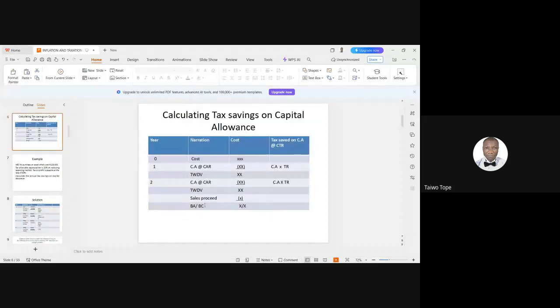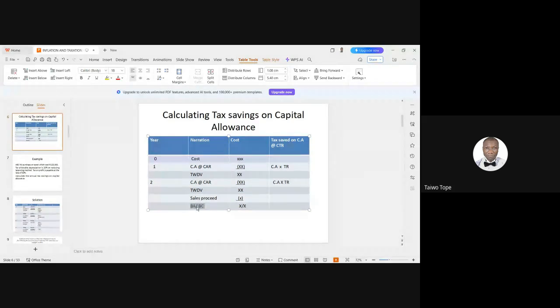That is why I have these two things here. It's either balancing allowance or balancing charge. Where the sales proceed is greater than the tax written down value, you have the charge. Where the tax written down value is greater than the sales proceed, you have the balancing allowance. So where it is stated that you use the reducing balance method, you run the same approach. It is your final result that will determine either balancing allowance or balancing charge.